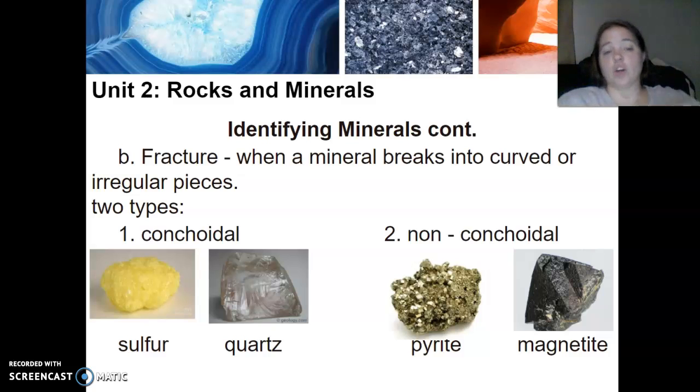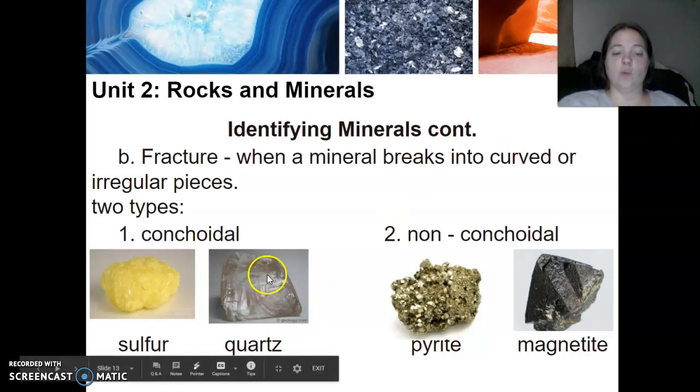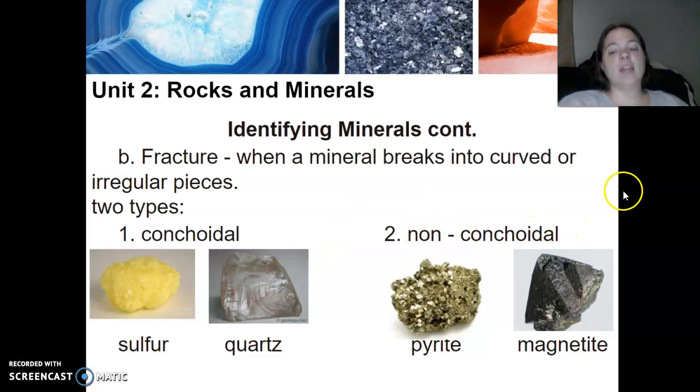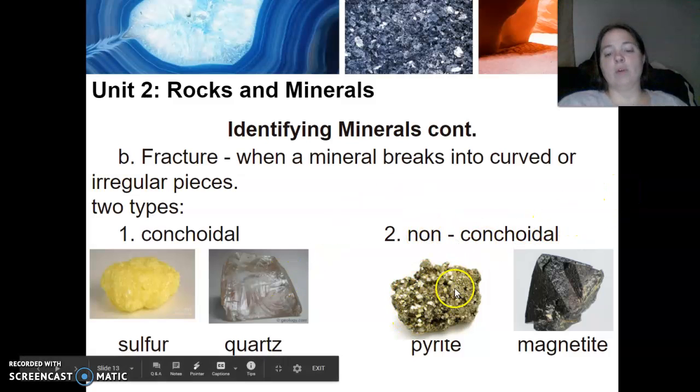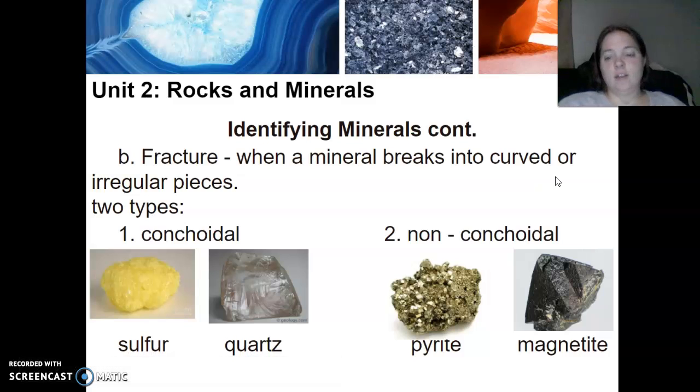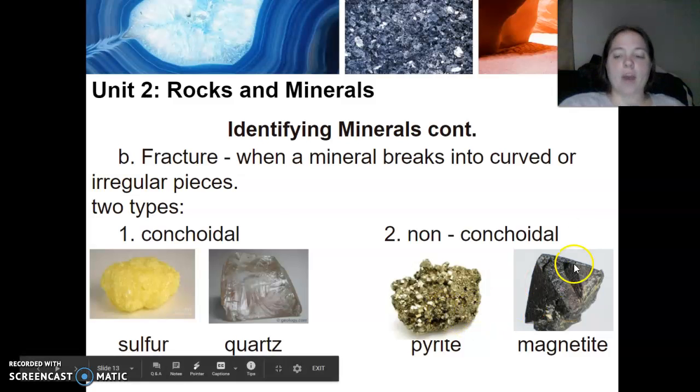Now we're looking at fracture. Fracture is when a mineral breaks into a curved or irregular piece. So that curved piece we're talking about, that's conchoidal. That's sulfur and quartz. And you can see it kind of like this. It looks almost like a shell, conchoidal. And then you've got the non-conchoidal. This pyrite looks more like a boxy looking type thing. This looks almost boxy, but it's not a definite shape. So you've got pyrite and magnetite.